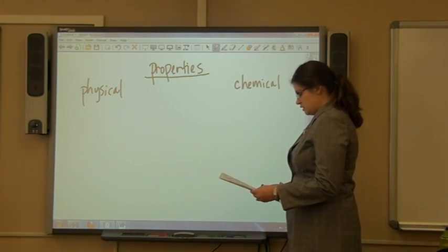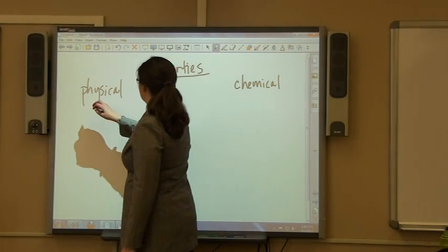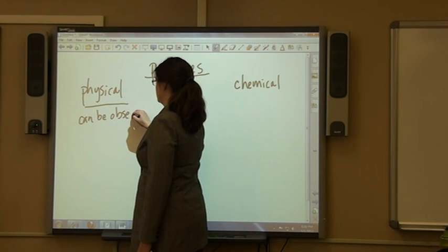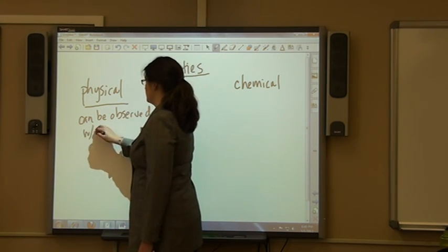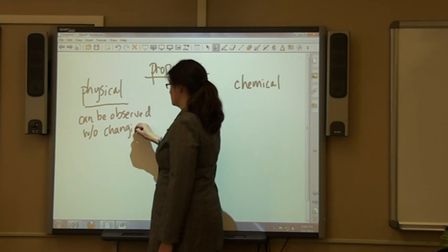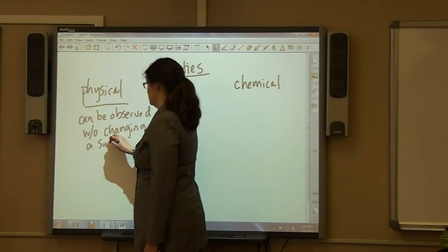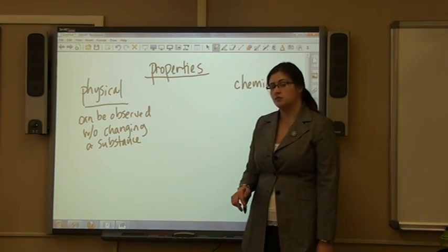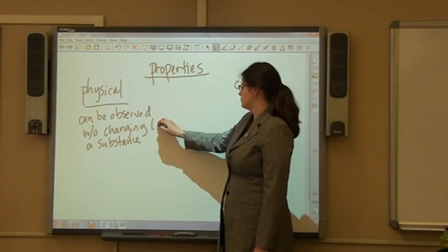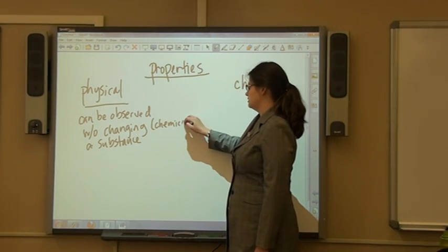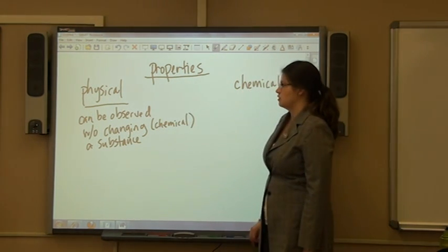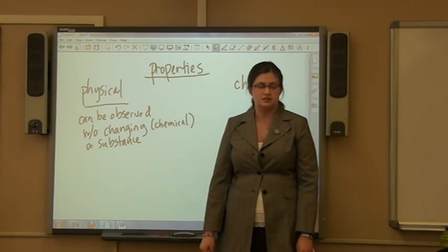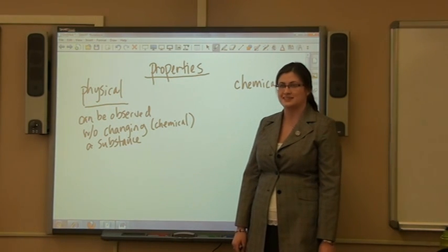Okay, so physical properties are properties that can be observed without changing the substance. And when we talk about without changing, we mean changing it chemically. That's rather important. Okay, so physical properties, you can observe them by looking at a substance or by doing something to it that's not a chemical change.